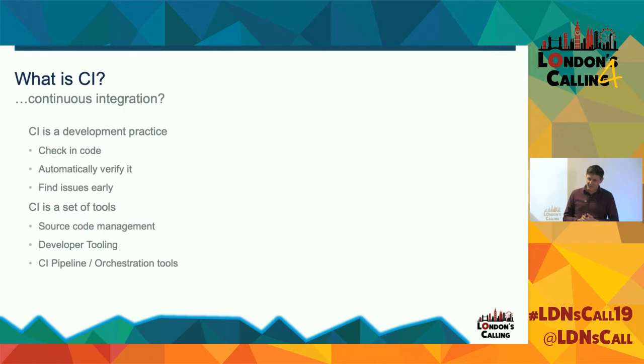And when I say it's a set of tools, the first one I mentioned, source code management, such as GitHub or Bitbucket or various other source code management tools that are out there. It's developer tooling, like Salesforce DX. And it's a CI pipeline or orchestration tool, like CircleCI or Jenkins or various other ones.